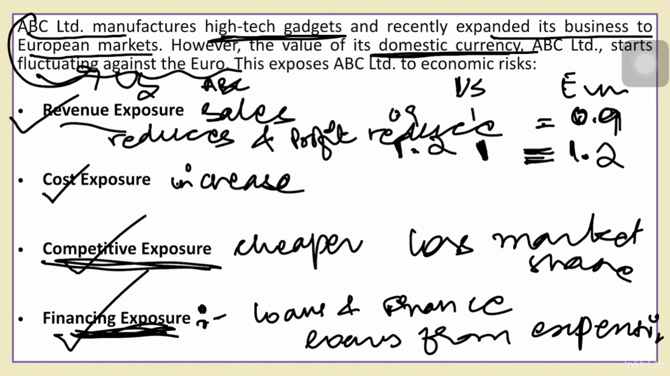I hope this example is clear to you. If not, then please comment in the comment section. I will surely reply. Right? So this is how the overall health of the company has been affected by the fluctuation in the currency exchange rate. Right?